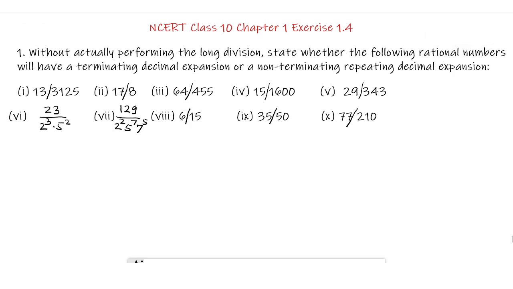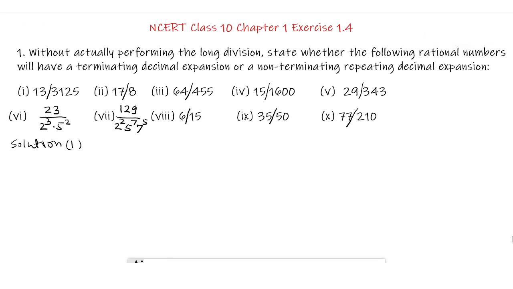We are going to solve NCERT class 10th chapter 1 exercise 1.4 question number 1. Without actually performing the long division, state whether the following rational numbers will have a terminating decimal expansion or a non-terminating repeating decimal expansion. So we solve with part 1.